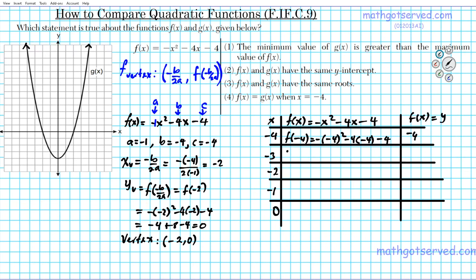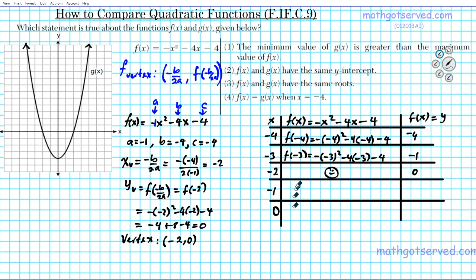And then if you plug in negative 3, negative 3 squared minus 4 times negative 3 minus 4. If you work that out, negative 3 squared is 9. Negative 9 plus 12 is positive 3. 3 minus 4 is negative 1. Bam. All right, so for negative 2, we don't have to do it because we already did it earlier. F of negative 2 is going to be 0. We did it right here, okay?